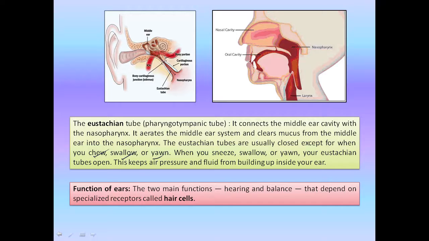So what are the main two functions of the ear we have learned? It is hearing and balance that depend on the specialized receptor called hair cells.